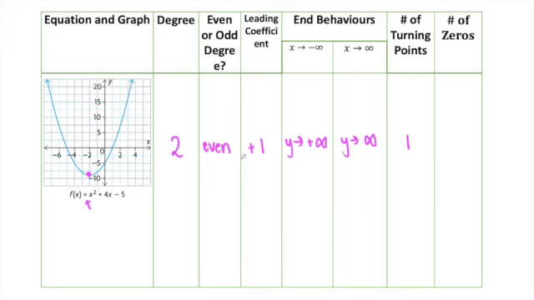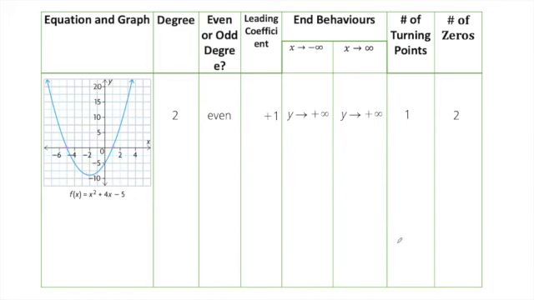So you have 1 turning point, and your zeros are where your graph crosses your x-axis. So you have 2. Okay, this one filled it in for me. The rest of them don't. So as you're doing that, it's going to be the same for each of our questions that were asked.